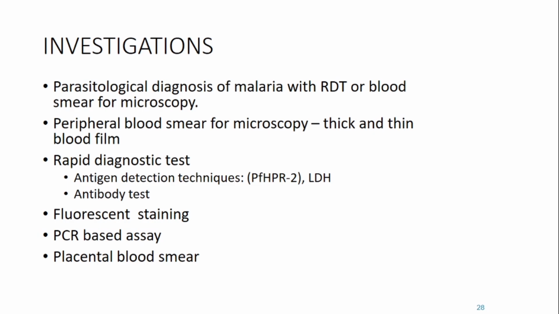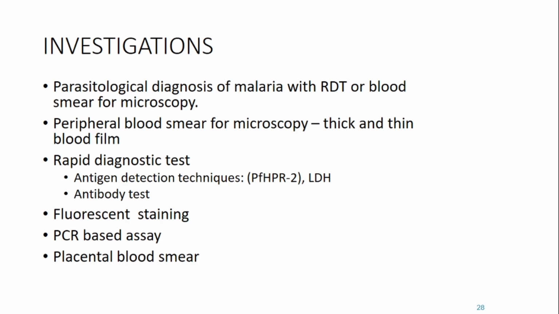So in making a diagnosis, a sample of blood is taken from this patient, and one makes a smear on a slide, and this is examined under a microscope. This is divided into two parts. One will do a thick film and a thin film. The thick film is used to assess the density of the parasitemia, while the thin film is used to determine what species of Plasmodium is causing this malaria infection.